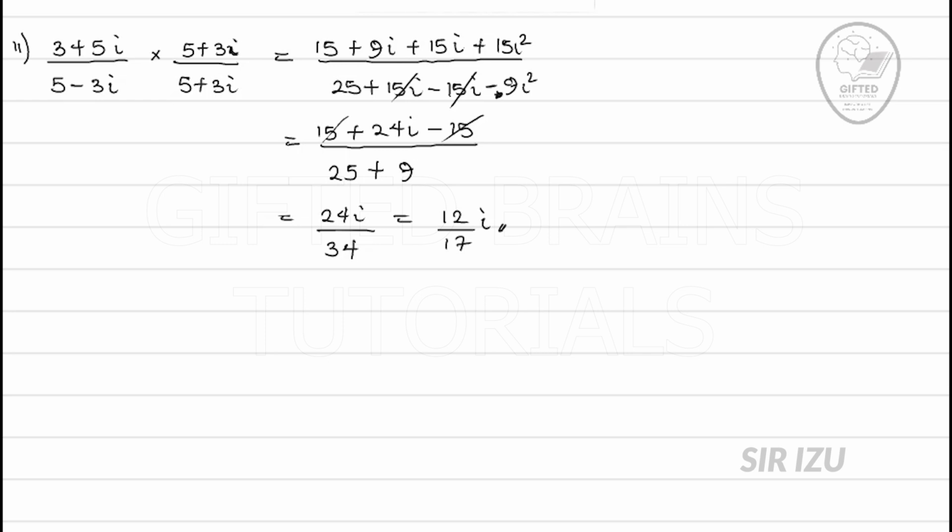Let's take the last one. Okay, I noticed a little bit of mistake to be corrected here. This ought to be 25, not 15. 25i, please. And that will give us 34. So at the end of the day, we have just i as our answer. I'll correct that now. So you can cross-check that.